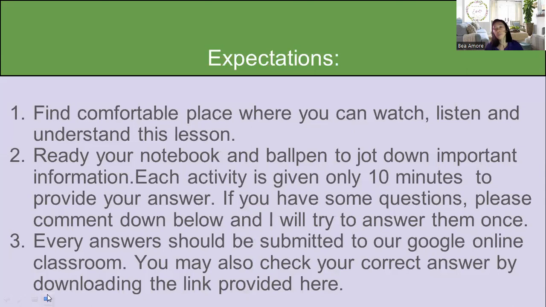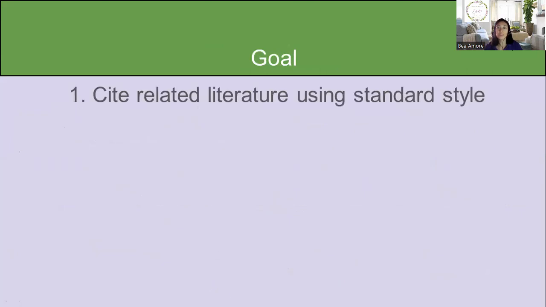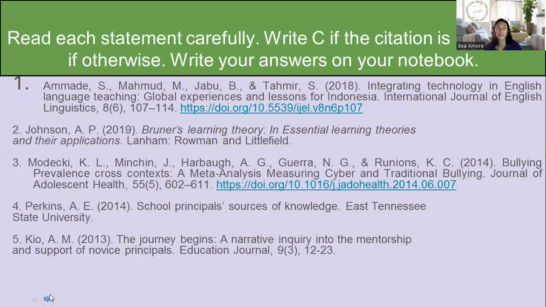All right, our expectations as you have known: find a comfortable place, get ready with your notebook and pen, and submit your output through your practical research notebook. So our goal is to cite related literature using standard style. Now, first, let us read each statement carefully. Write C if the citation is correct and W if it's not correct. Write your answers in your notebook.